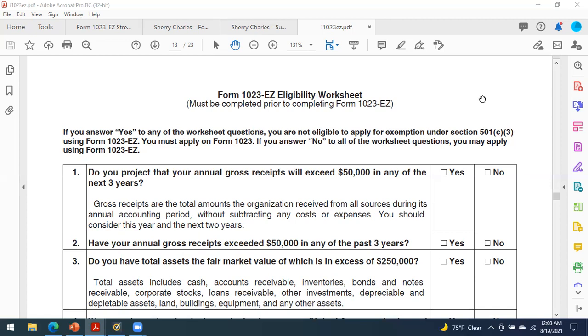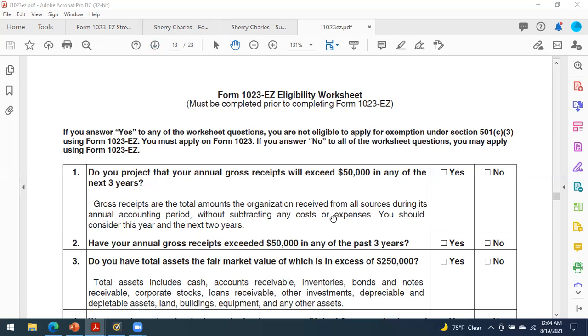Think about it. Now, I'm not going to go through all 30 questions because, in my opinion, I wouldn't need to go any further than one. I would not need to go any further than one to determine that I don't qualify to use the Form 1023-EZ. I'm not eligible to use this form because I know my expenses are going to exceed $50,000. Therefore, my revenue or my gross receipts must exceed $50,000 as well. You cannot have more expenses than you have revenues.